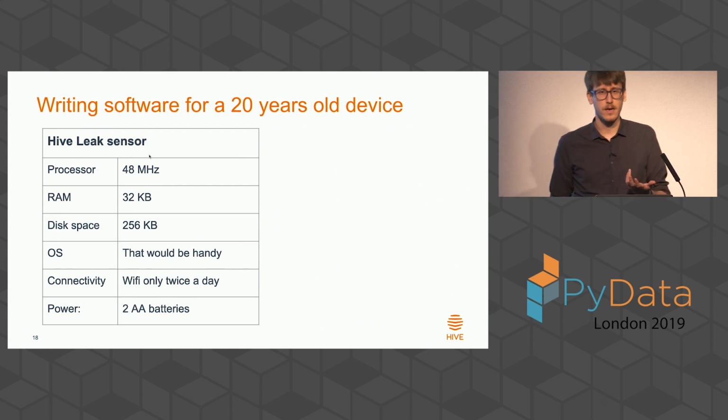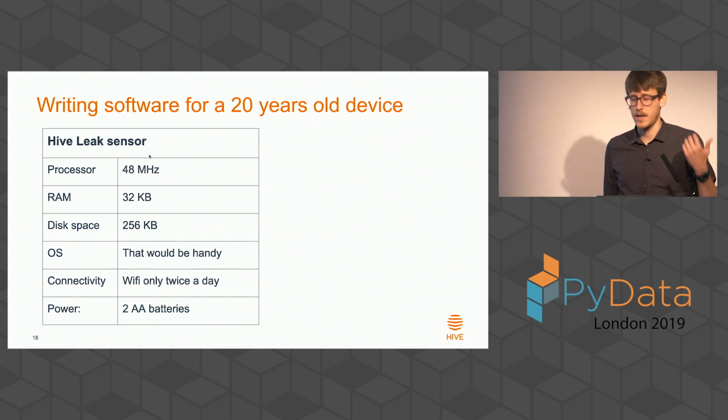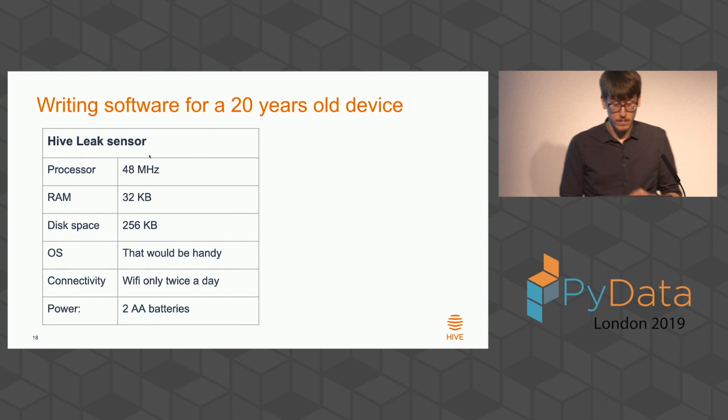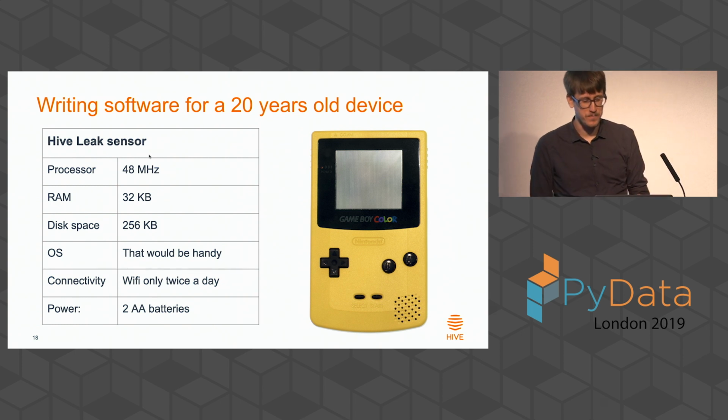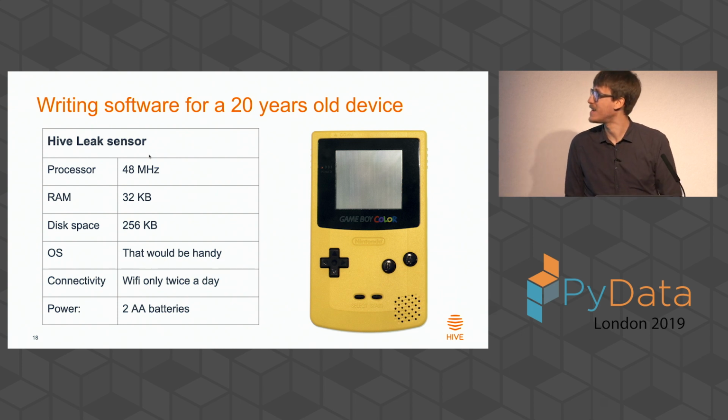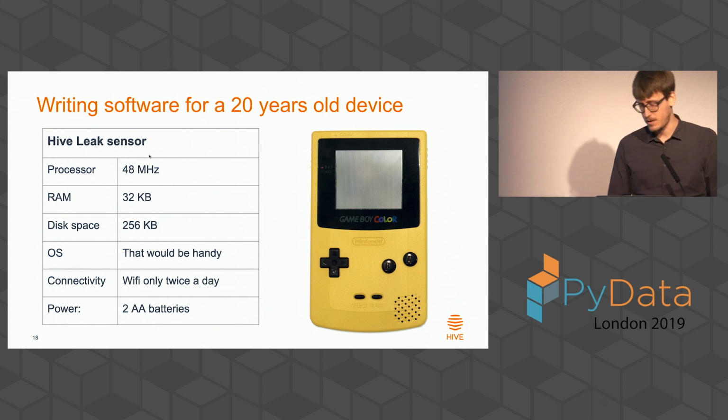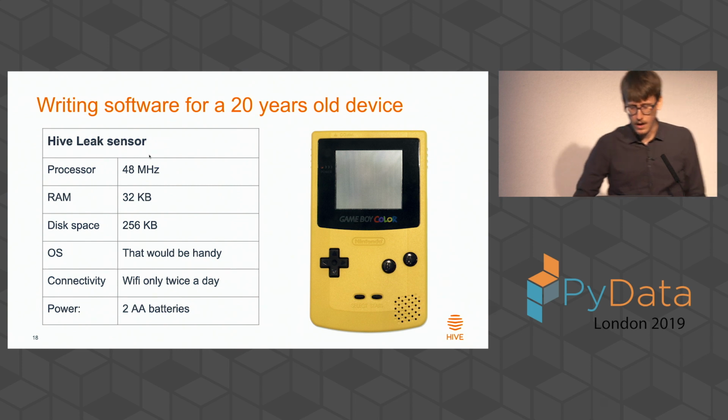Now, some of you might say, oh, but my Pentium 1 or my computer from the 90s is more powerful than this. But your Game Boy was not. The Game Boy actually turns out to have very similar specs to the leak sensor, apart from the processor, which is much faster.